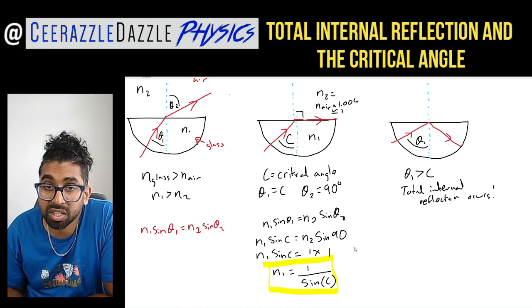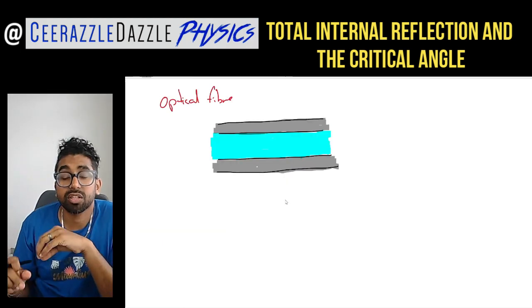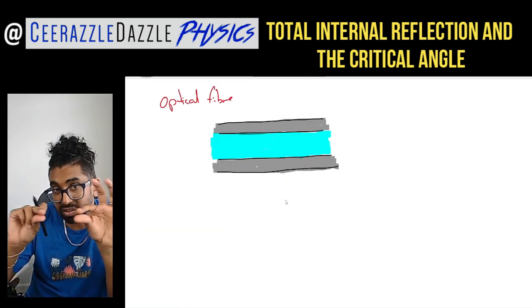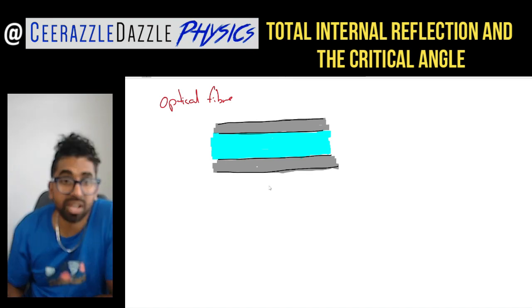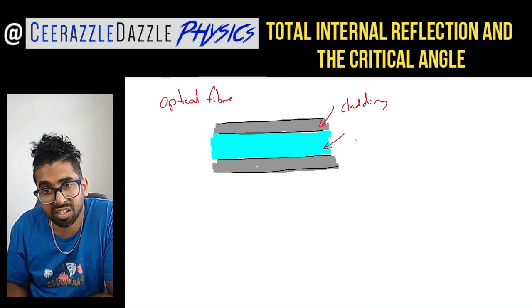Okay, so from here we're going to tie in the concept of total internal reflection to optical fibers. So optical fibers, guys, are made out of glass, and around the glass they actually have a material called cladding. So this material over here is called the cladding, and obviously this is the glass over here.